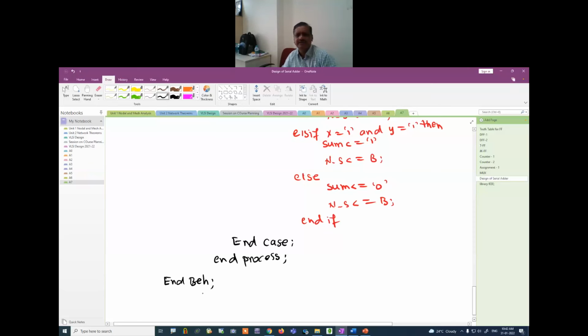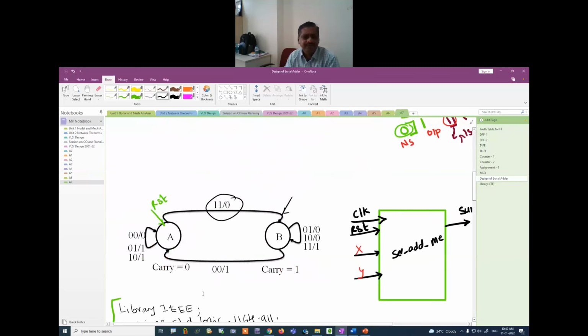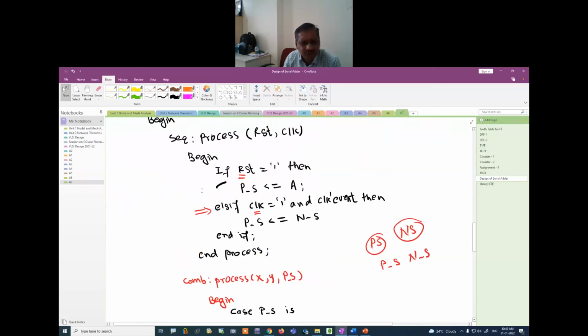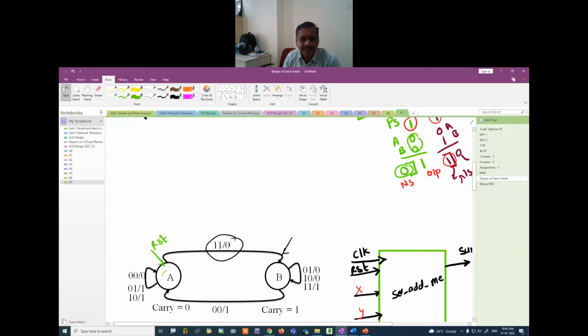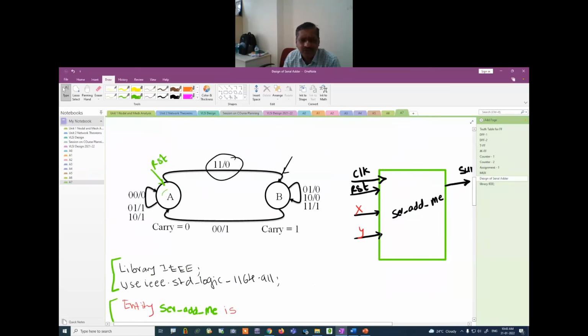This may seem a little difficult. But when we take another example related to the state diagram, you will find that the first process is the duplication in each case, and the second process will depend on the state diagram. Means if you have the state diagram with you, then writing the VHDL code is not difficult.